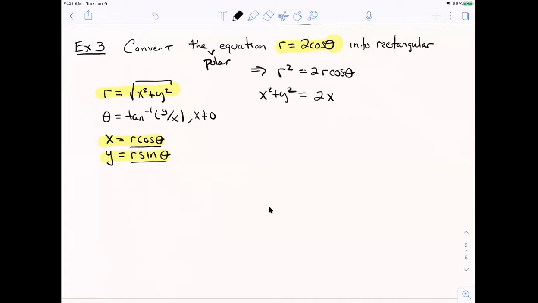All right, so in some sense, I'm done right there. That's the equation in x's and y's that has that same curve. It looked like a circle. If you want to try to prove it's a circle, then what we need to do is something called complete the square.